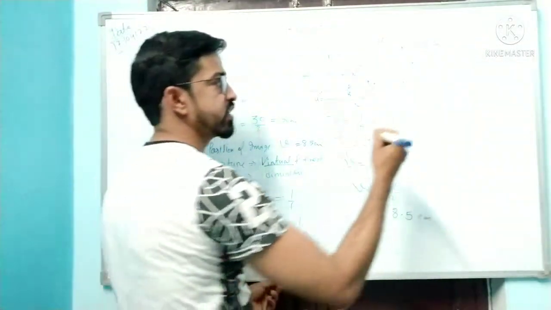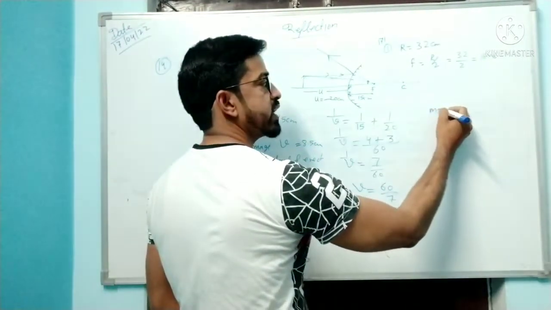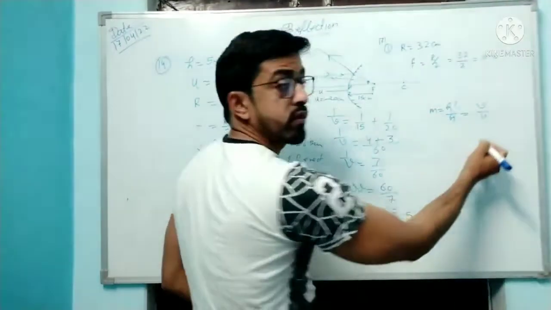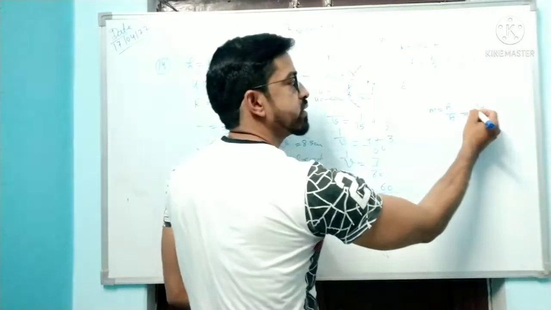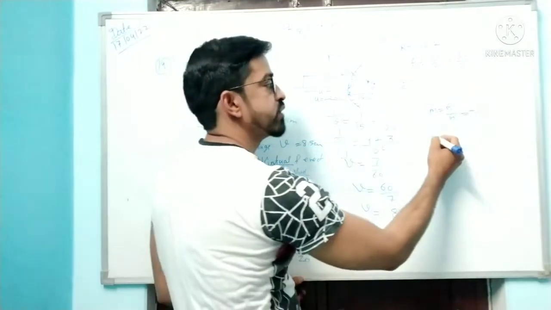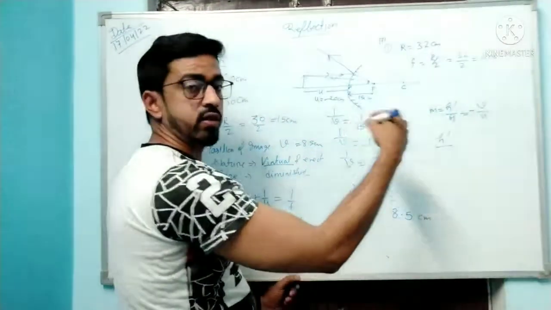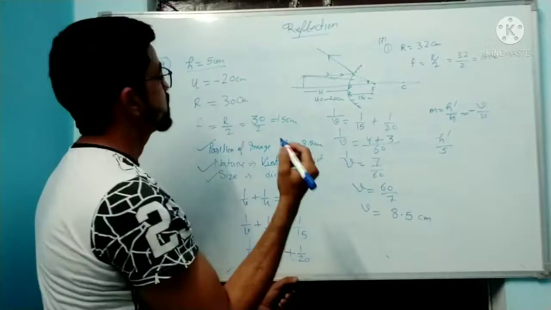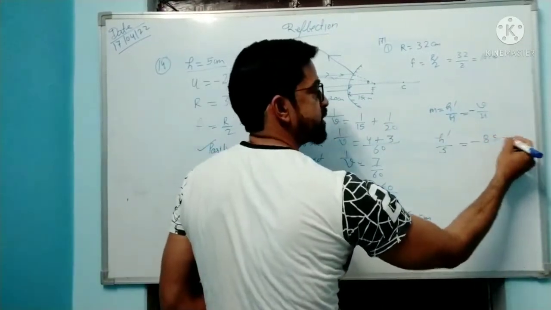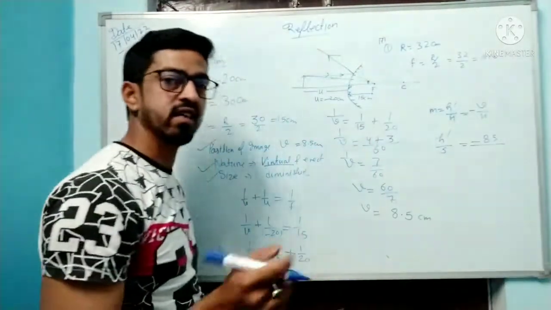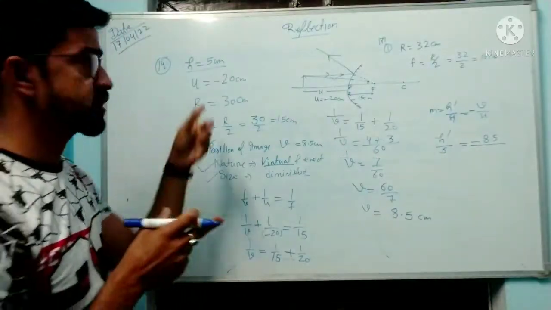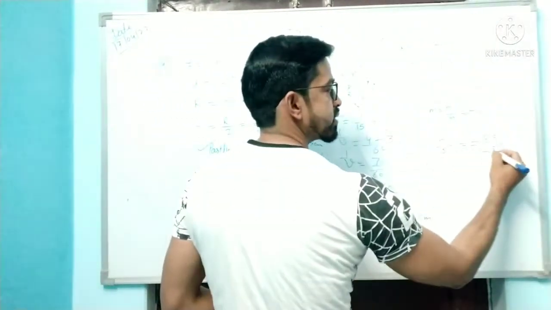So let's discuss here. M is equal to H dash upon H is equal to minus V upon U. For the mirror, we use a minus sign. H dash is the height of image. We need to find it. H is equal to 5 centimeter. Okay. V is equal to 8.5, as many decimals as come, exact. U is equal to minus 20 centimeter.